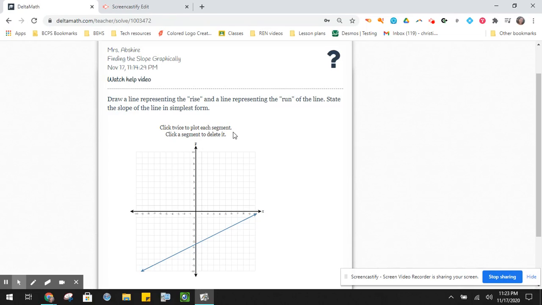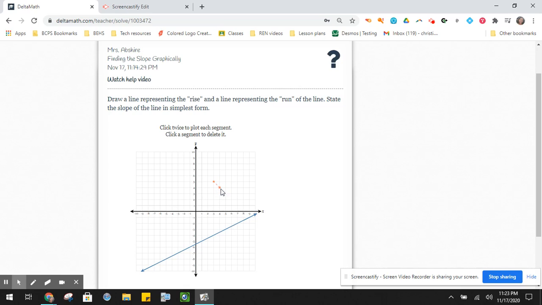Twice to plot each segment. So instead of one right angle, you're going to have to do 2 parts of it. And if you do something wrong, you're going to click a segment to delete it. So first of all, what I want you to see, and depending on the lighting in the room you're in and the settings of your computer, you might not notice that there's a little pink dot following my mouse around. And the pink dot is only falling on grid lines.